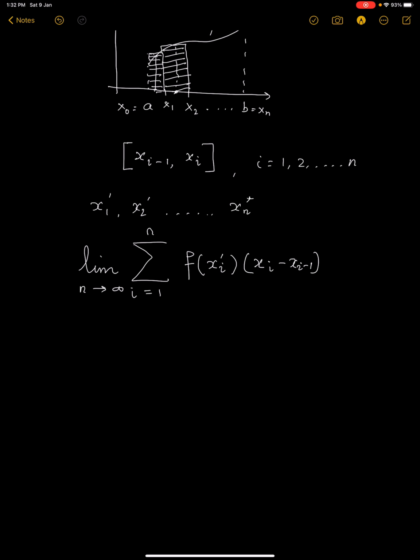So if this limit exists, then this limit is called the integral from a to b of f(x) dx. This is actually the area under the curve, because this is a non-negative function. It defines the area of a rectangle, and the area always has to be non-negative, because xi is bigger than xi minus 1 and f of xi dash is always greater than 0.